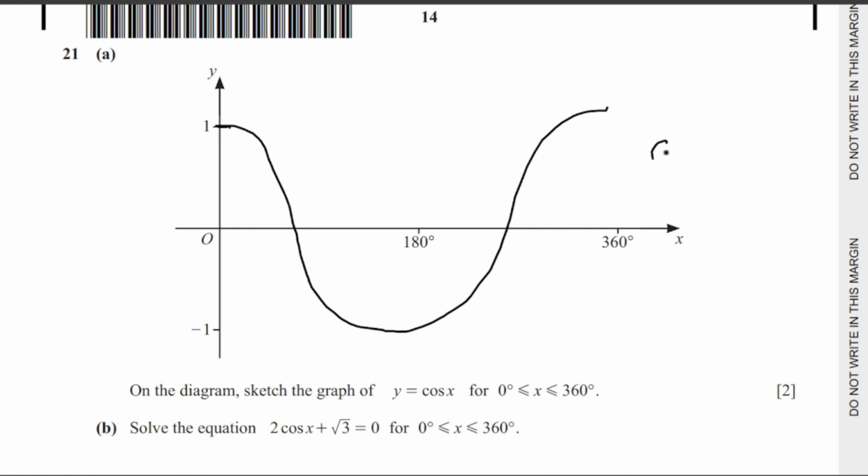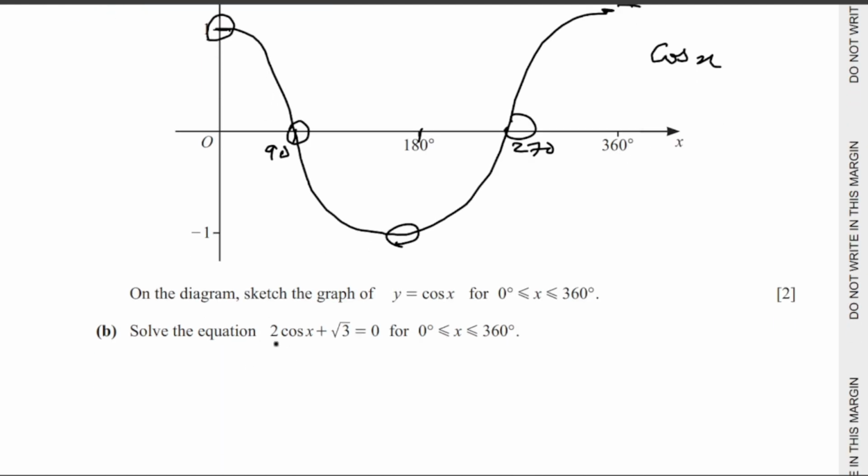So for cosine, for cos x, right? At 0, it will always start up at 1. At 90, it will go down to 0. At 180, it will go to negative 1. At 270, it will be here. And at 360, it will go back to positive 1.